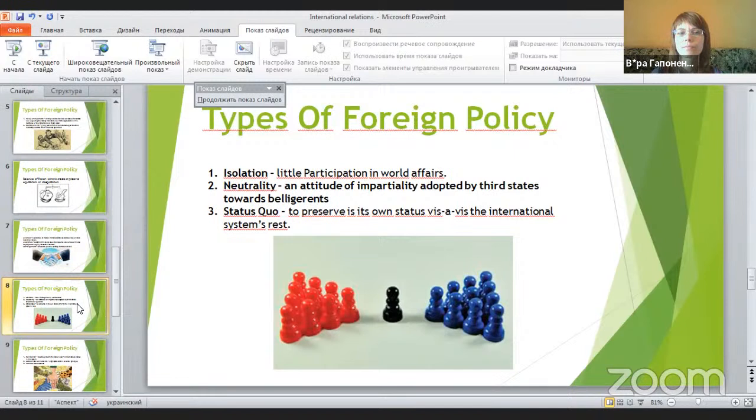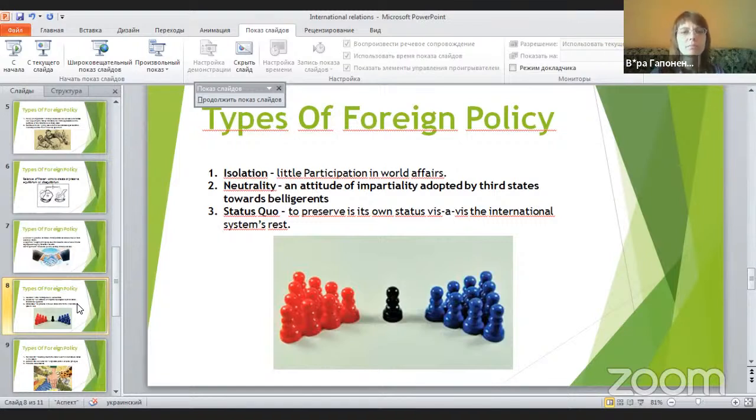Any other ideas? No, so you are right. It's neutrality. I couldn't find a picture for status quo because there were only photos of a famous rock group, and isolation has a bit of a different meaning. As usual, isolation means that one country tries to have little participation in world affairs, and tries to have fewer relations than others.